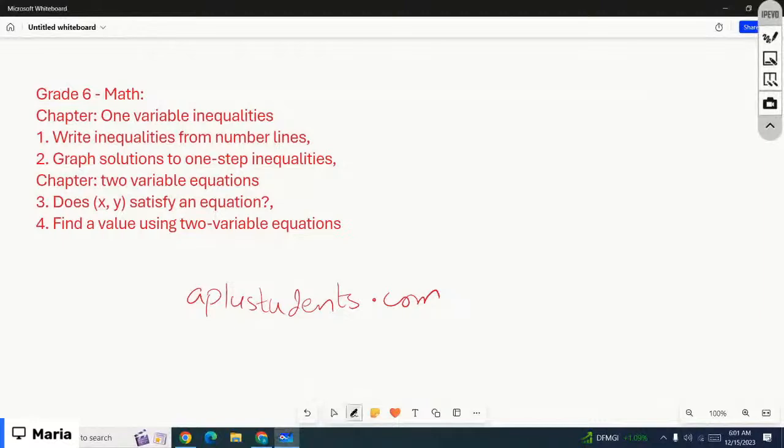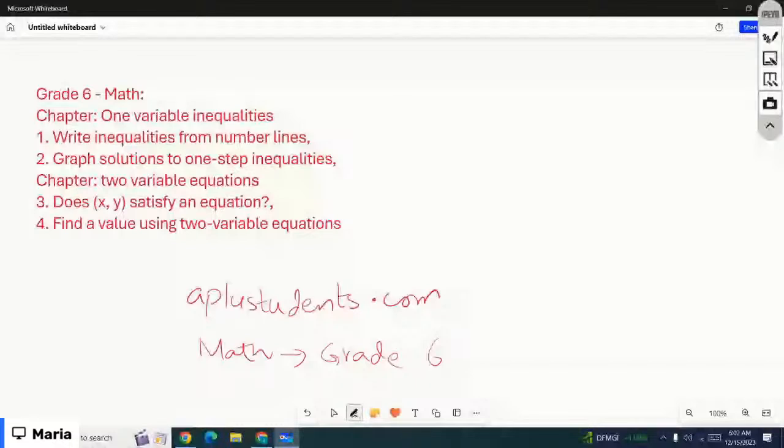You have to log in there using your email address and password as provided by the administrator. Then you have to select math from the subject tab. Scroll down to grade 6 and then click on view all lessons. There you can find the list of the chapters.